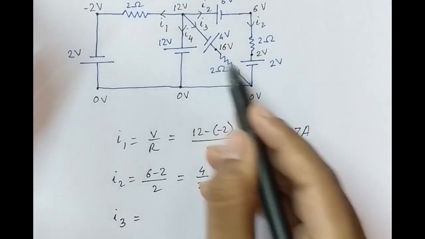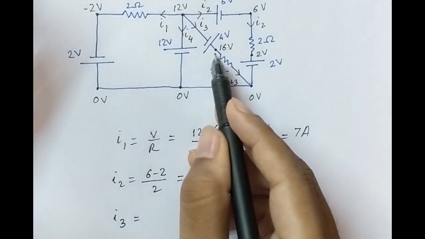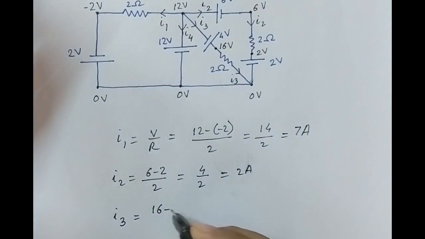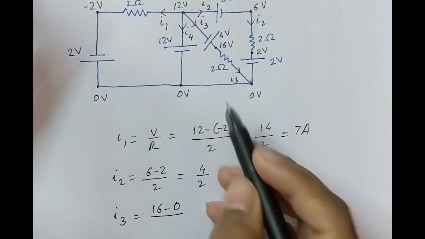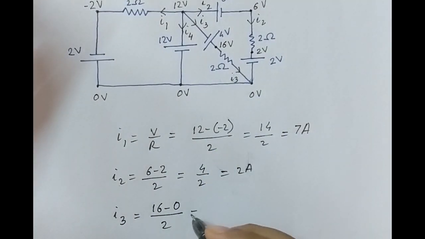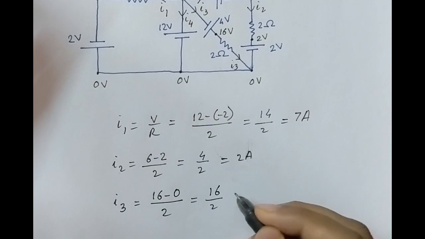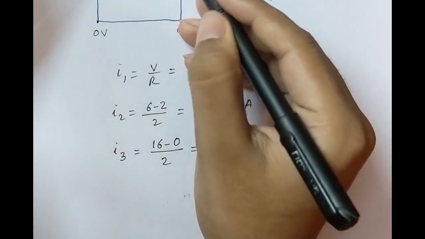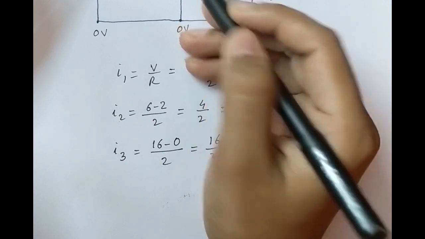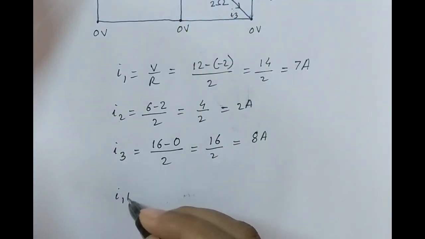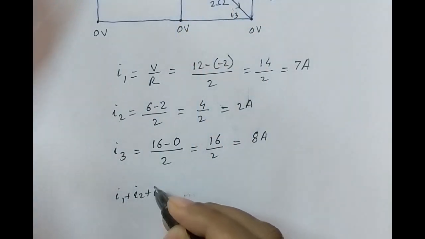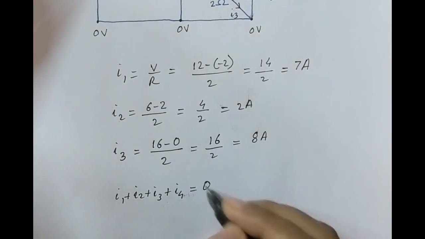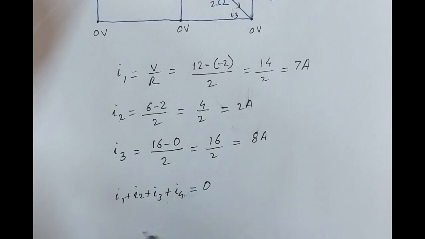For I3, we only look at the resistance, the potential difference is 16 volts minus 0 volts, so 16 minus 0 divided by the resistance 2 ohm, that is 16 by 2, that is 8 amperes. Now if we use Kirchhoff's first law, the junction law, here, we know that I1 plus I2 plus I3 plus I4 is equal to 0 by Kirchhoff's first law.